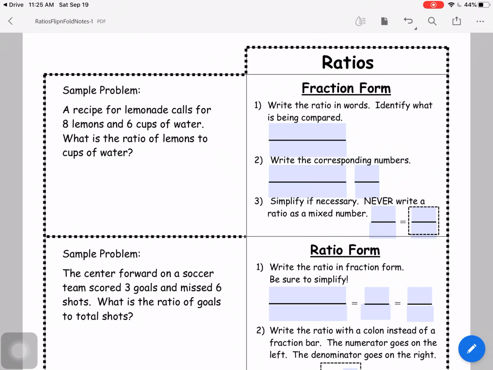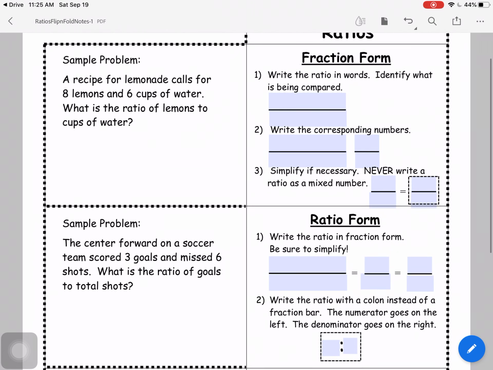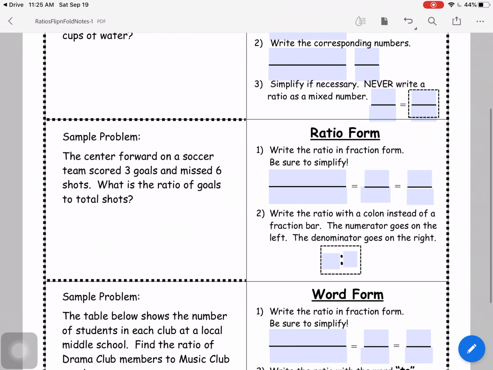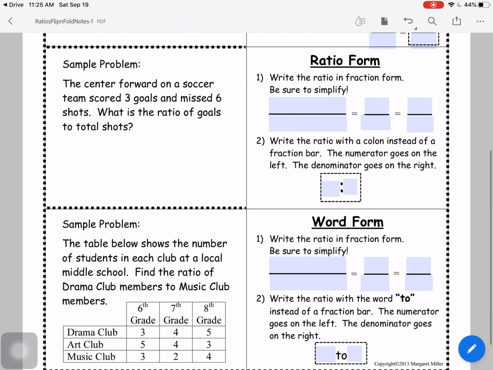Today's notes are on the 3 ways that a ratio can be written. A ratio is a comparison between 2 or more quantities, and they can be expressed in 3 ways. We can express it as a fraction, a ratio in ratio form, or in word form.